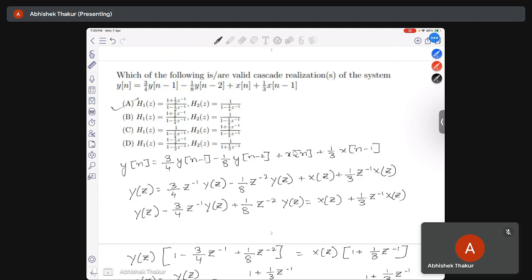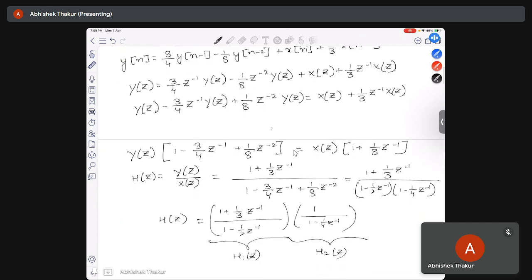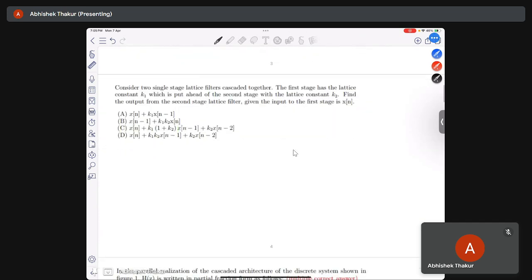Okay, now moving to question number 2. Consider two single-stage lattice filters cascaded together. The first stage has the lattice constant K1, which is put ahead of the second stage with the lattice constant K2. Find the output from the second stage lattice filter given the input to the first stage is x[n].